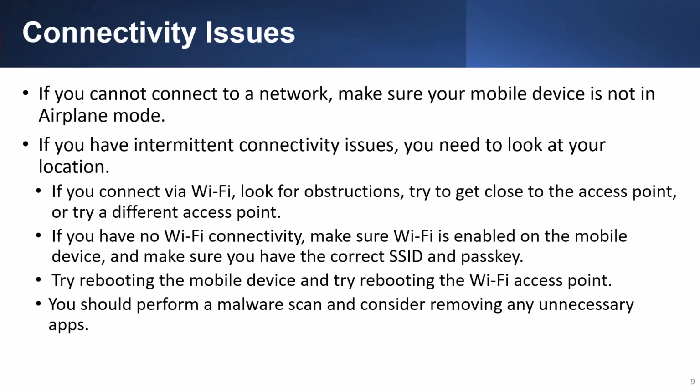If you cannot connect to a network, make sure your mobile device is not in airplane mode. If you have intermittent connectivity issues, you need to look at your location. If you connect via Wi-Fi, look for obstructions, try to get close to the access point, or try a different access point. If you have no Wi-Fi connectivity, make sure Wi-Fi is enabled on the mobile device and make sure you have the correct SSID and passkey. Try rebooting the mobile device and try rebooting the Wi-Fi access point.